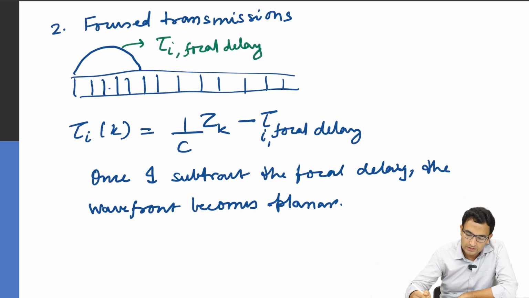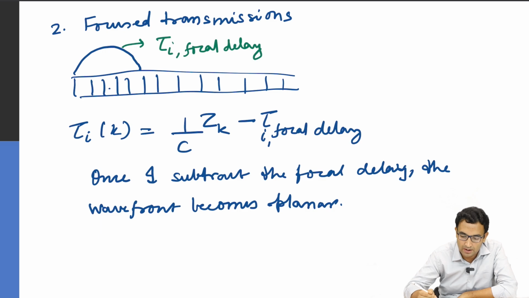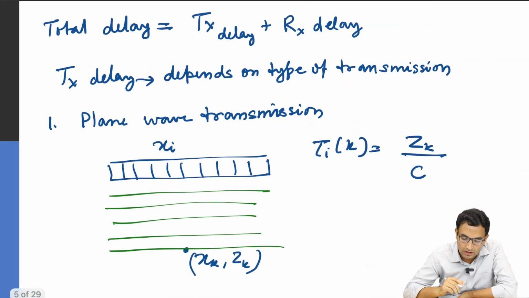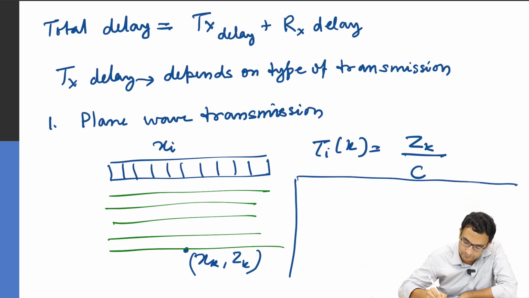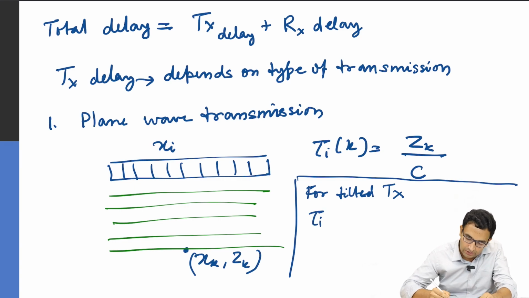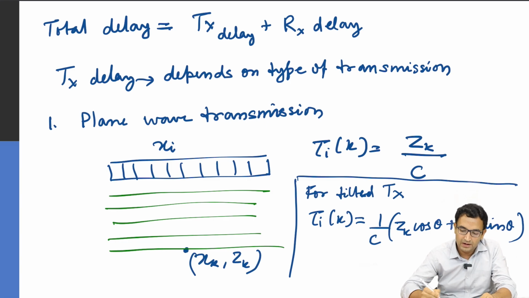Now, if I have a tilted wave, right? So if I have a tilted wave, then what happens? By the way, I didn't discuss this for plane wave transmissions as well. So I'll go back here and I'll just revisit this point. For tilted transmission, your tau i of k will be 1 by c times (zk cos theta plus xk sin theta) for a plane wave, right?